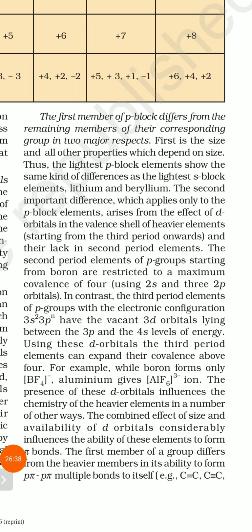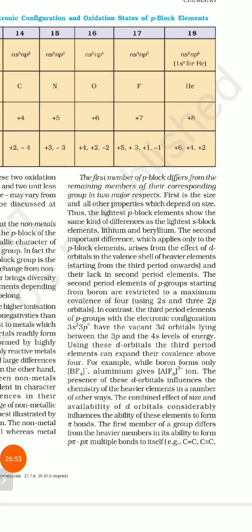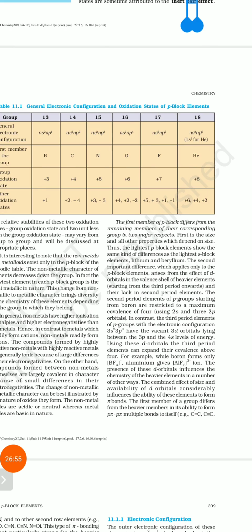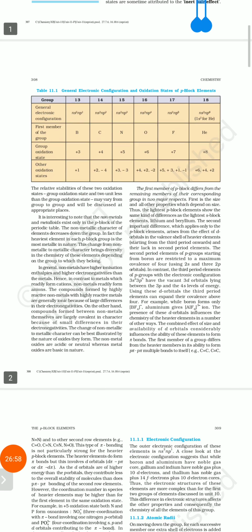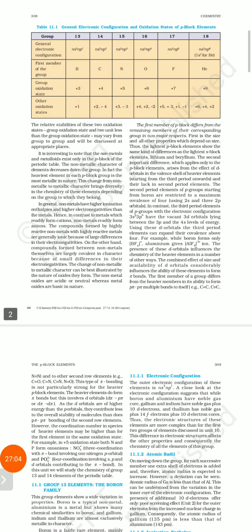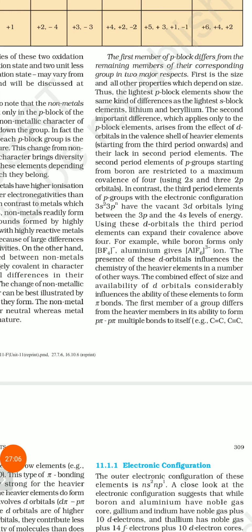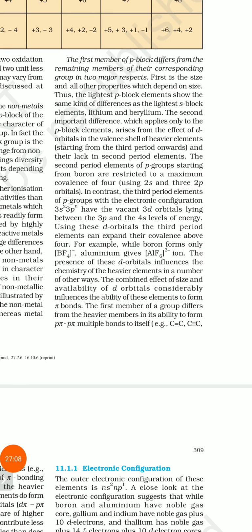Moving from left to right, the metallic nature gradually decreases and the non-metallic character increases. So these are the p block elements, and generally in p block elements, what happens?